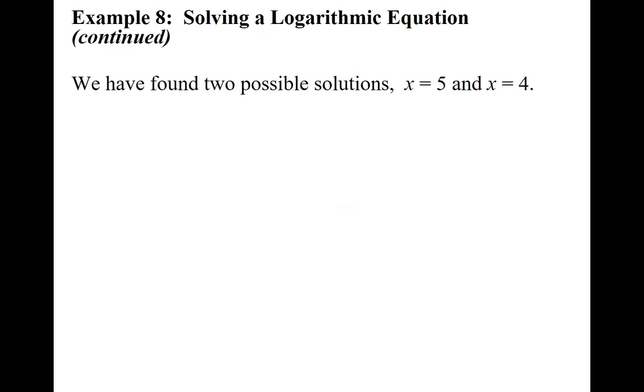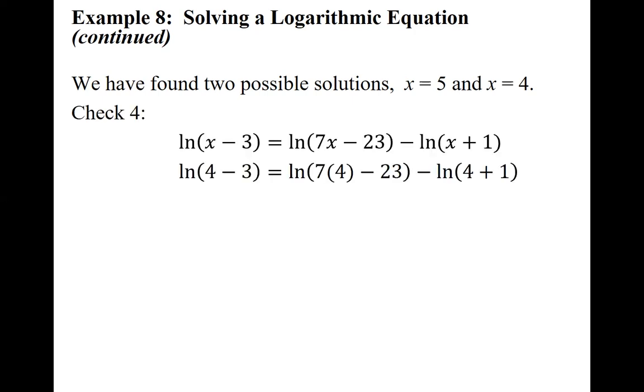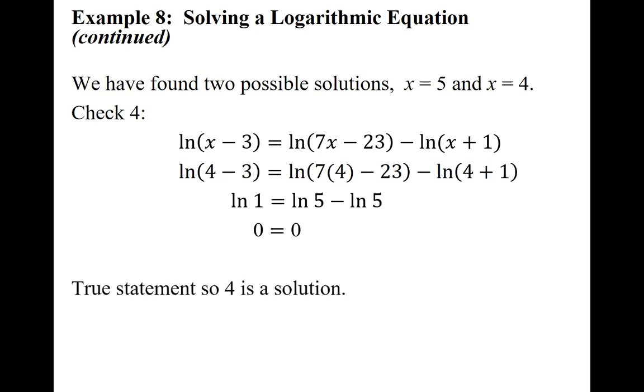Plugging in x equals 4. Natural log of 1 equals the natural log of 28 minus 23, which is the natural log of 5, minus the natural log of 5. Natural log of 5 minus natural log of 5 is 0. The natural log of 1 is 0. 0 equals 0 is a true statement. So it is a solution. So the solution set is 4 and 5.